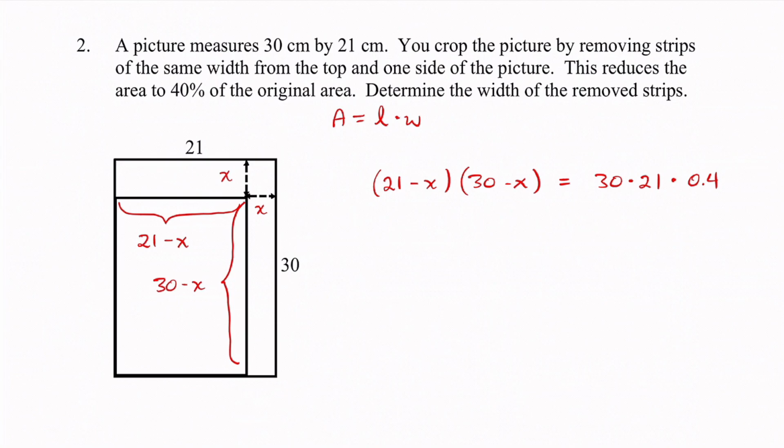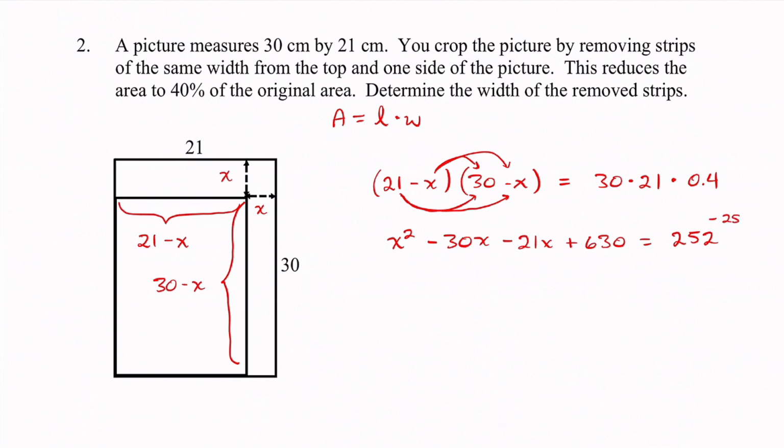So now I've got my quadratic equation set up, I can start to simplify and move everything onto one side. So I'm going to FOIL this all out. I'm going to have a negative x times a negative x. That's going to be positive x squared. I'm going to have negative x times 30. That's negative 30x. Okay, and then I have 21 times negative x. That's negative 21x. And then 21 times 30. That is going to equal 630. And then on the other side, we had 30 times 21 times 0.4. And that equals 252.